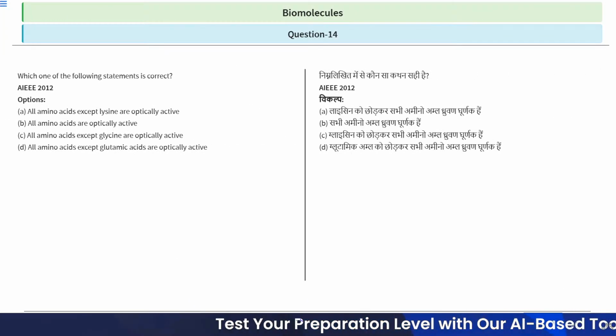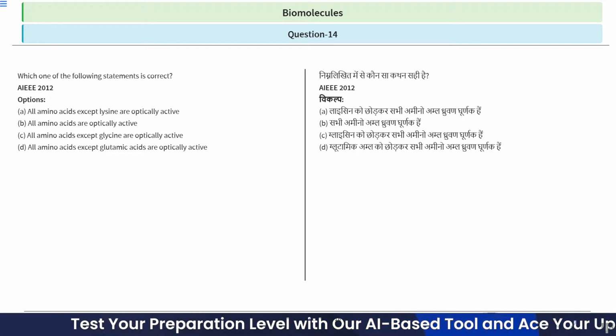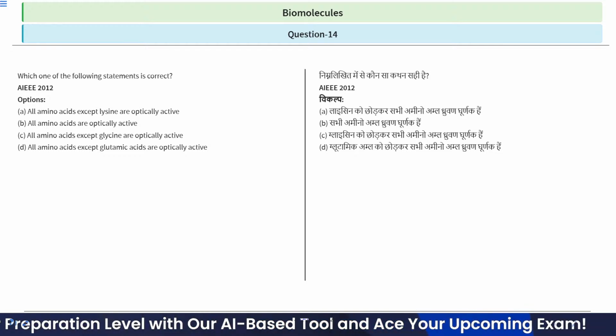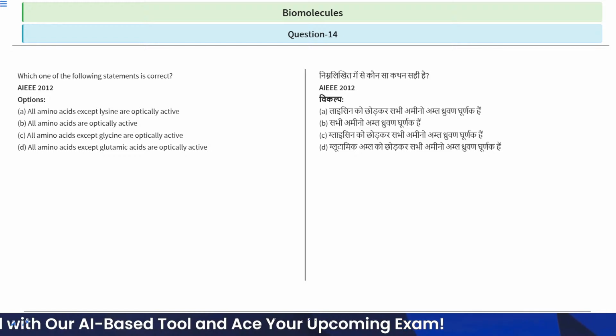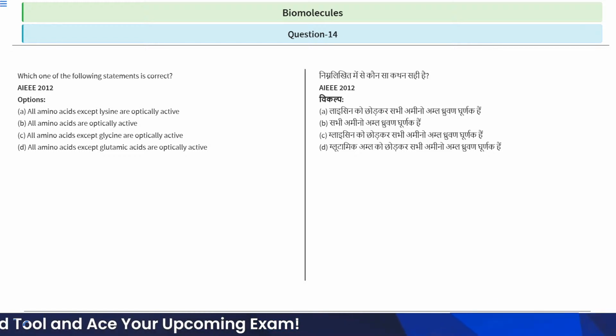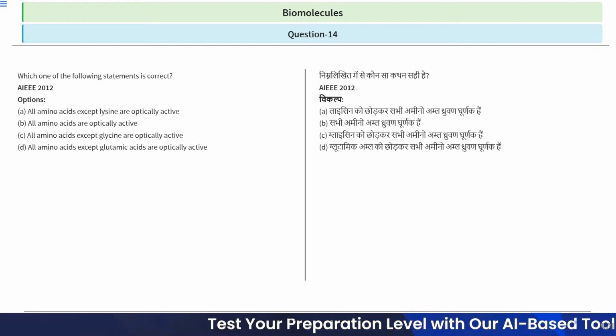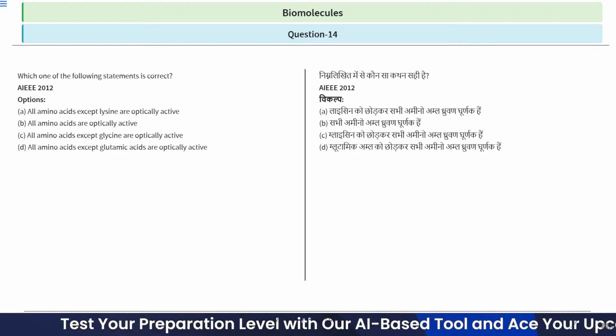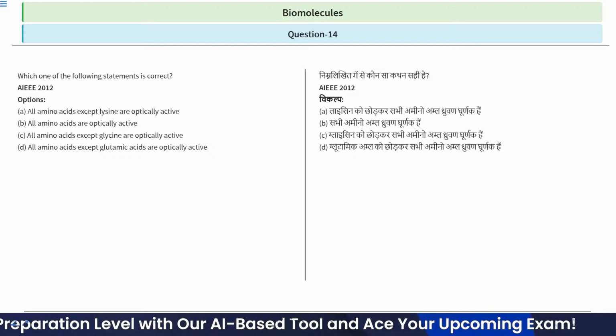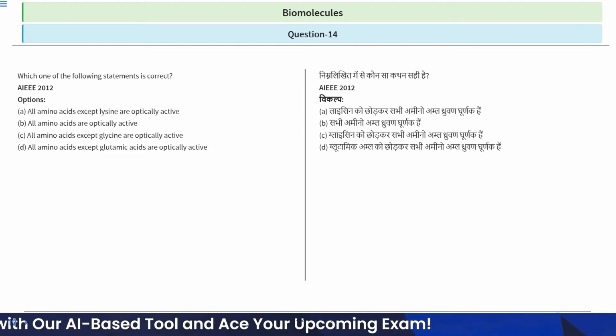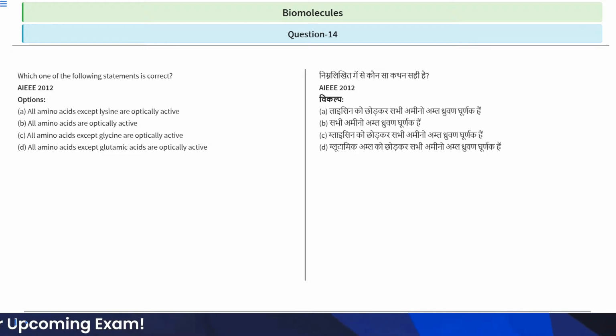Which one of the following statements is correct? We have to tell the correct statement from the options. Options are: all amino acids except lysine are optically active; all amino acids are optically active; all amino acids except glycine are optically active; or all amino acids except glutamic acid are optically active. You have to choose the correct statement. You have 10 seconds to think about this question. After that, we will see the answer.